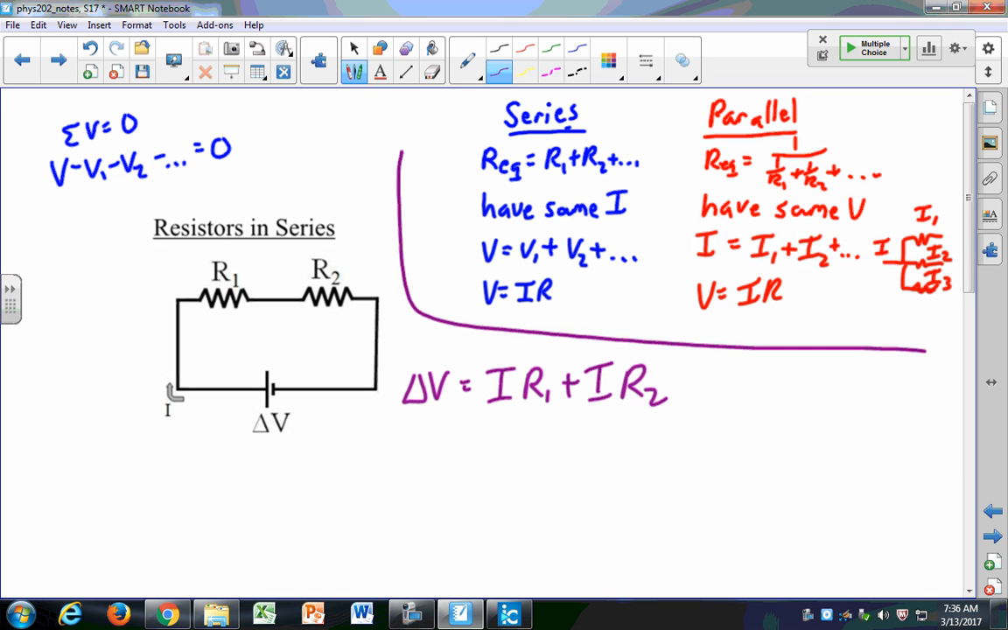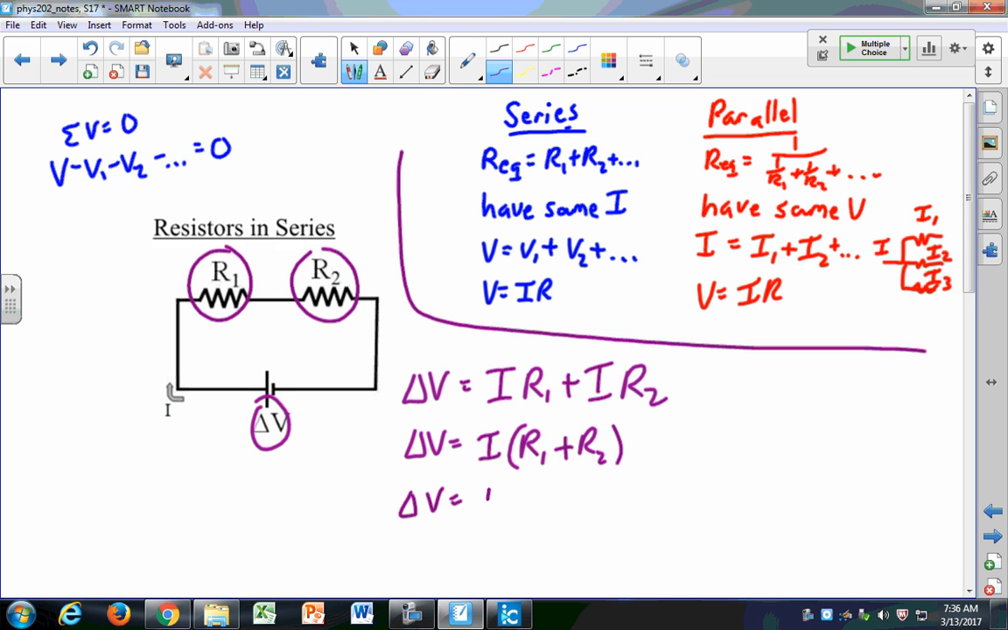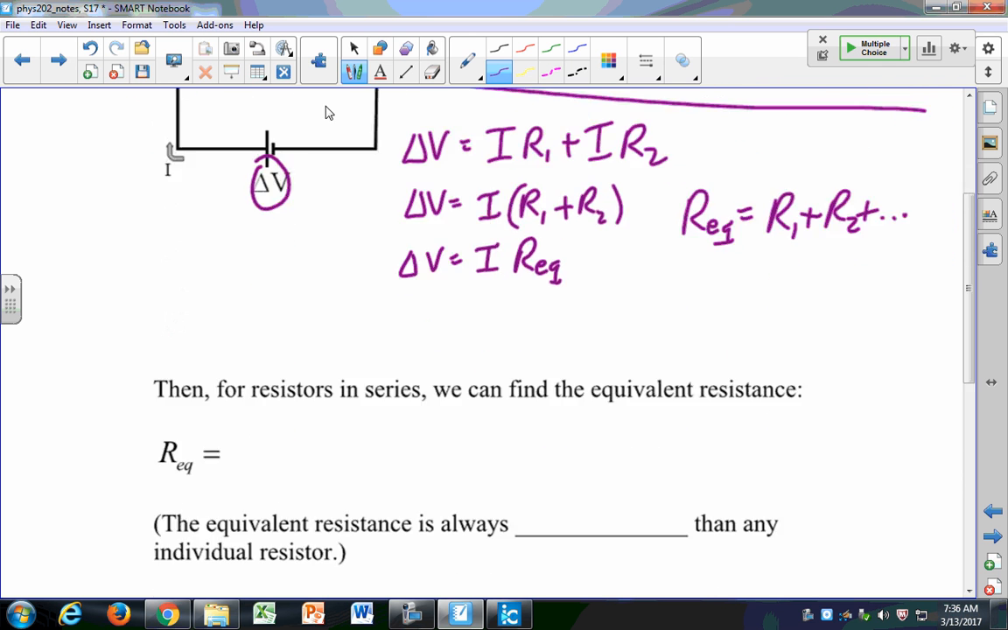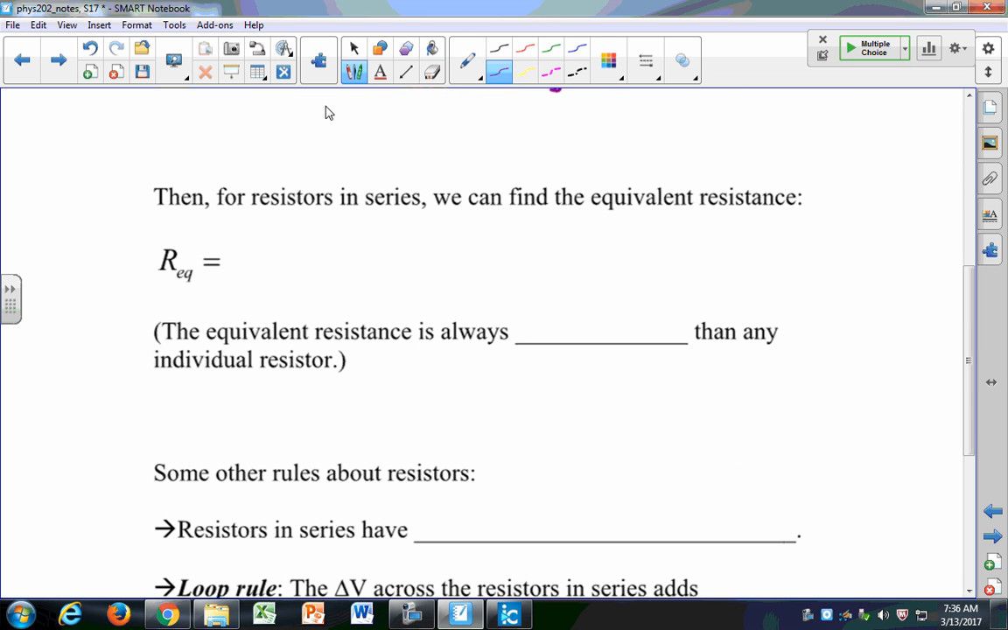All right, so I have this, which is just due to the loop rule, that I have this positive change in potential, and then I have negative changes in potential, so that if I add them up, I can get this expression. I can rewrite this as delta V is equal to I times (R1 plus R2). And so this is where I get my equivalent resistance. This is I times R equivalent. So my R equivalent, as I wrote up top, is equal to R1 plus R2. If I have more resistors, I just add them up.